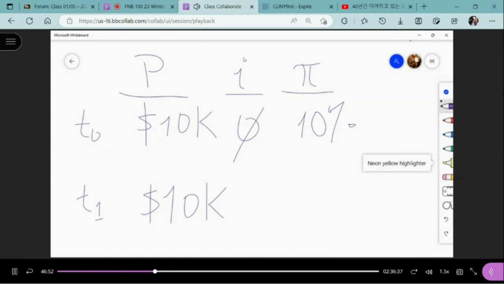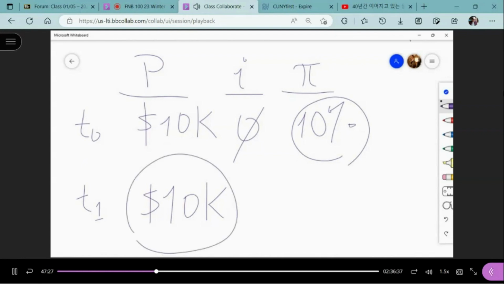Can anyone tell me? One thing you can tell for sure is that if there is 10% inflation between now and time one, this is nominal dollars, right? Nominally you will still have 10K, but 1 year later your 10K cannot buy as much as what 10K could buy today. Make sense? It would be less, right? Understood. Yeah, of course. It's going to be less. It goes without saying.